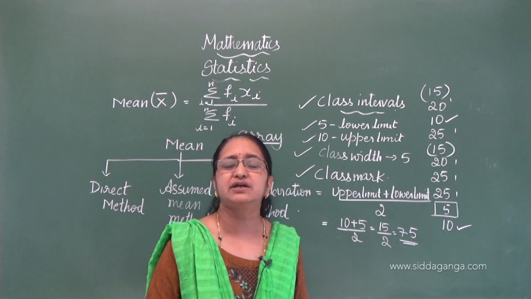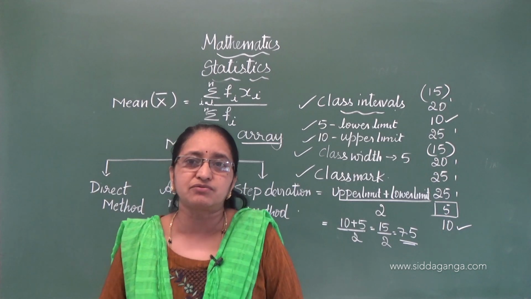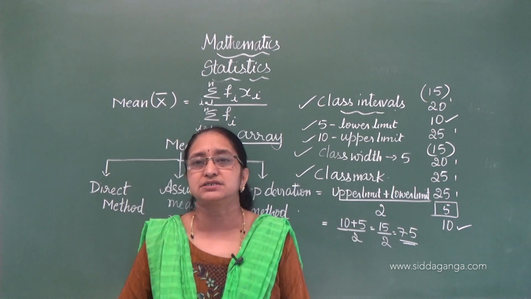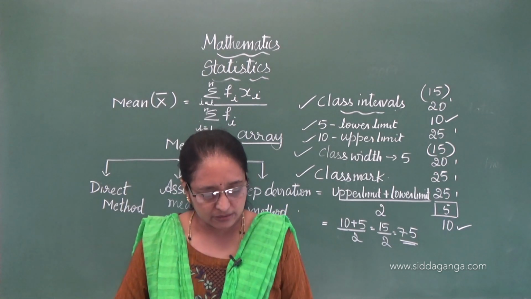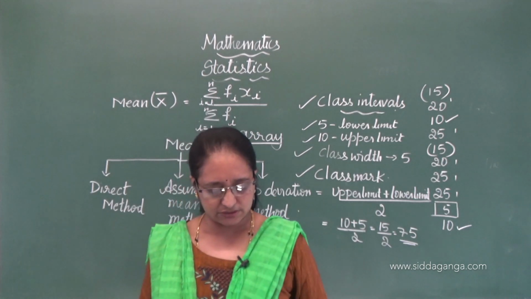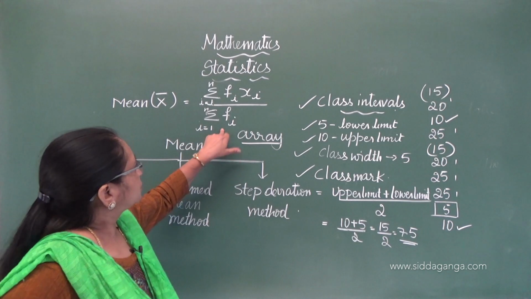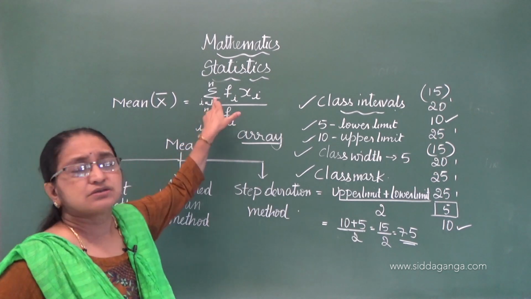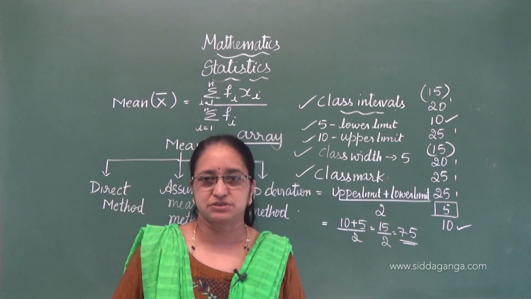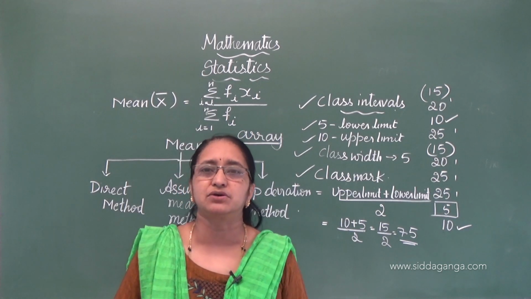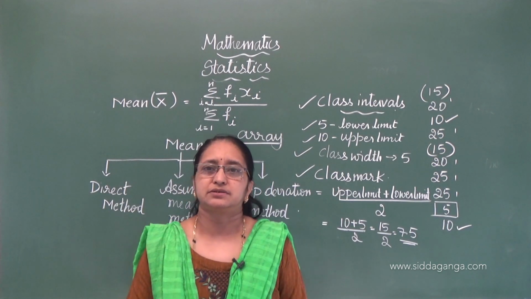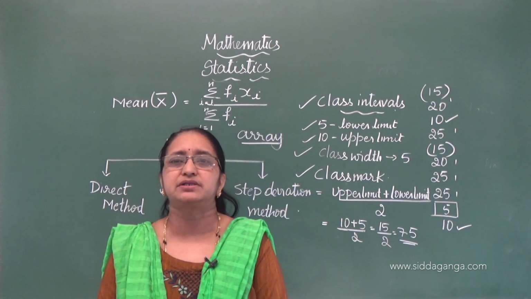Then you also studied the meaning of frequency. Frequency is the number of times a particular observation occurs; we represent it as f1, f2, f3. We also learned the formula for the mean, sigma fi xi divided by sigma fi, where sigma means summation: the sum of all observations divided by the number of observations. Mean is simply the average. So let us wind up, and I will start the first method of mean in the next class. Thank you.